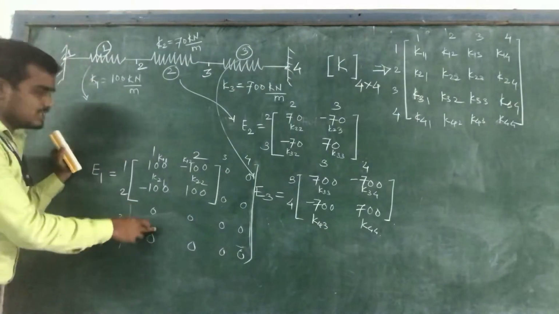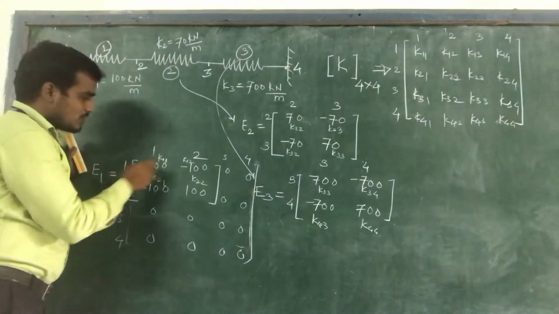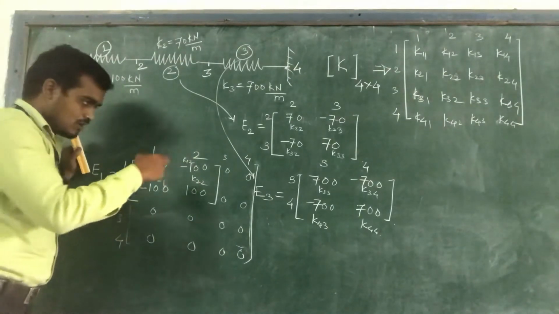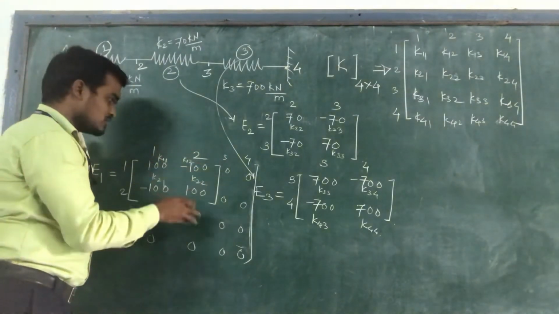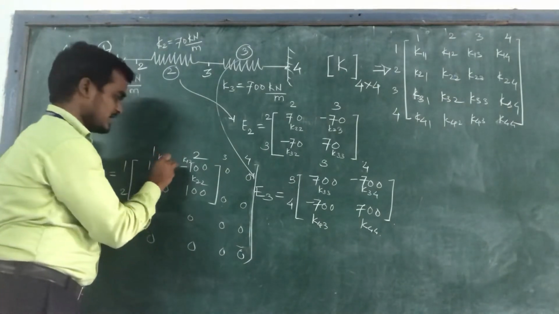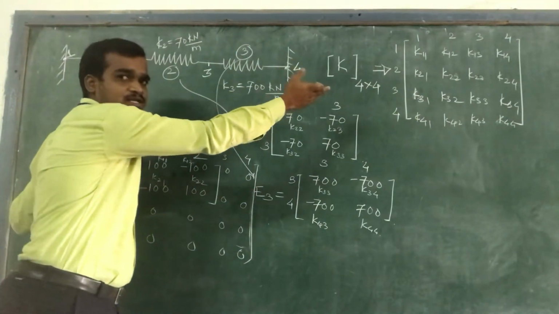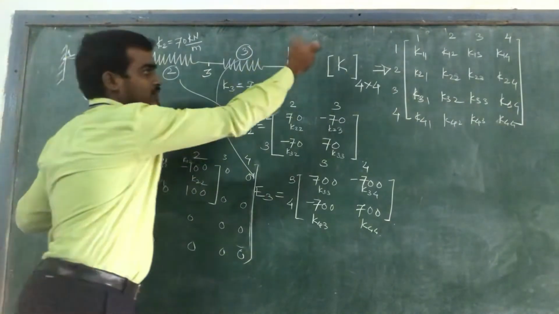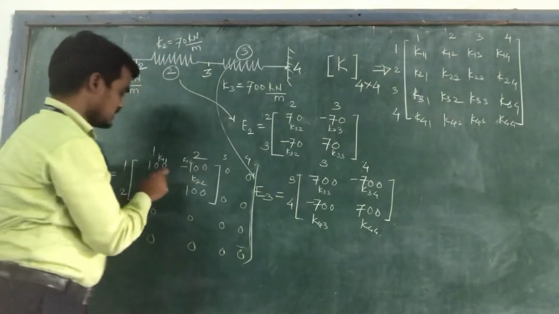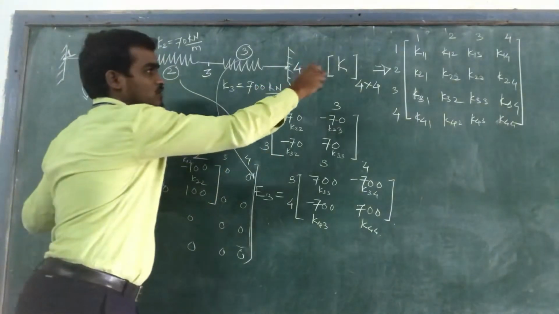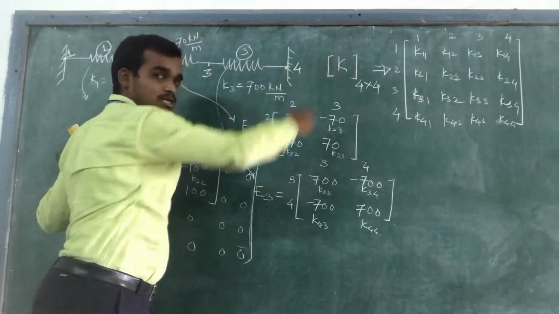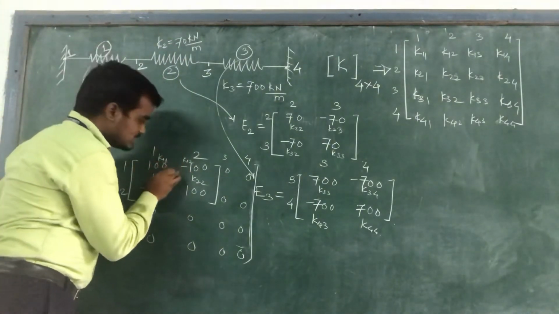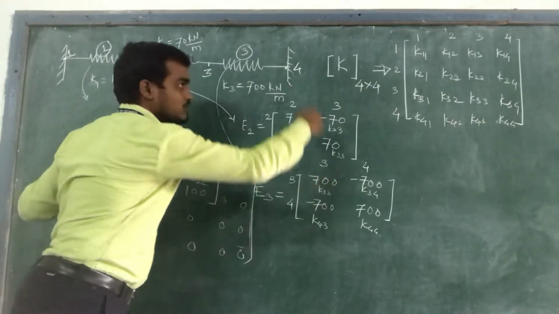Okay, this is one way. The second way is what? Instead of writing the third and fourth columns and rows of null values, position your elemental stiffness matrix as it is into your global stiffness matrix. Simply by putting the values of K11, K12 and K21, K22 into this matrix, you will get the global stiffness matrix by putting all these elemental values into the global stiffness matrix.